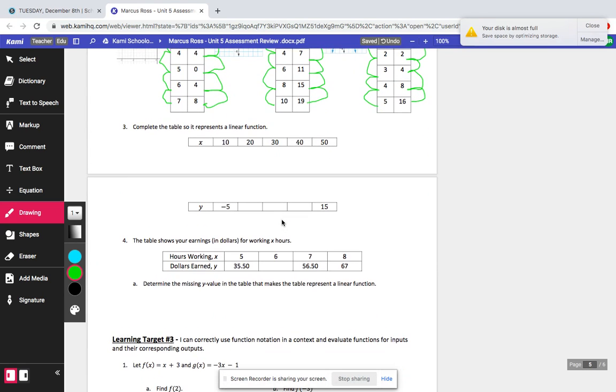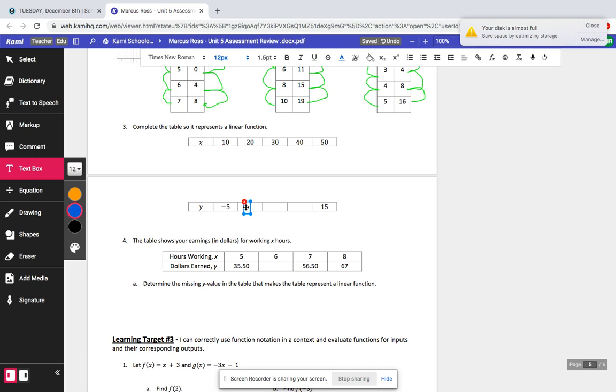Let's scroll down, complete the table so it represents a linear function. So we need to make sure that this is changing by a constant rate. So it kind of looks like if we jump by 5, so that would be 0, this would be 5, this would be 10. That would give us a linear function, so that would work. You're just making a constant rate of change.